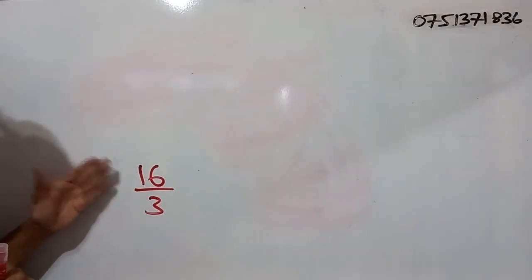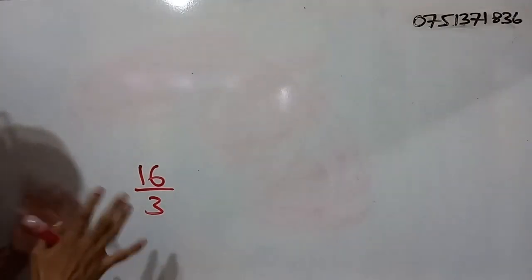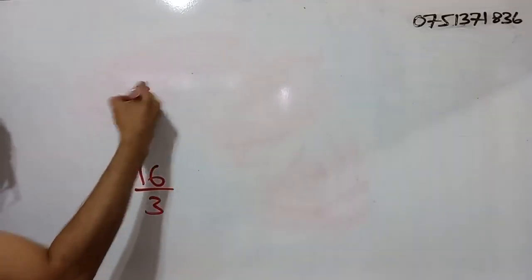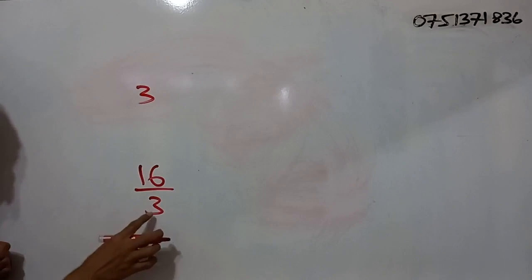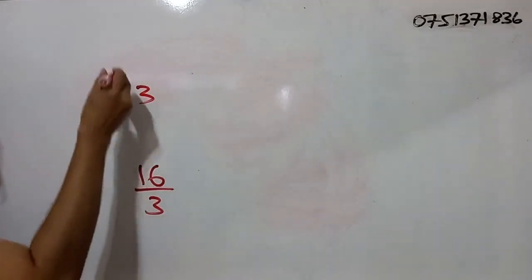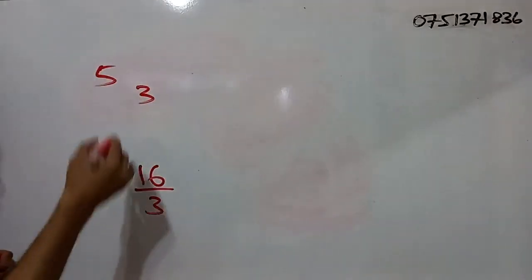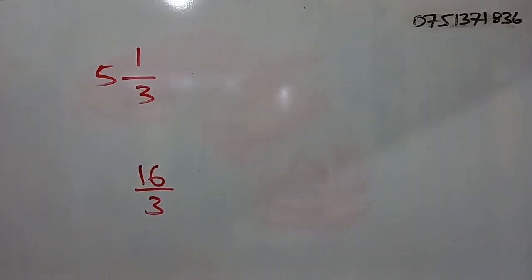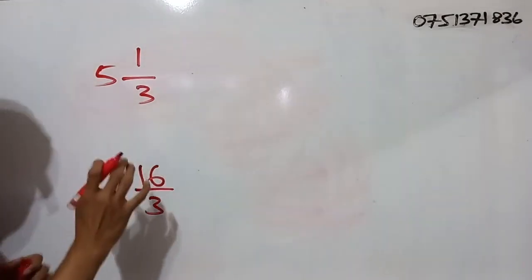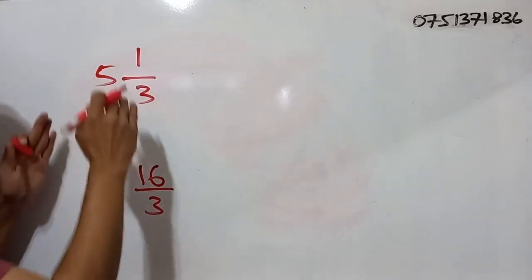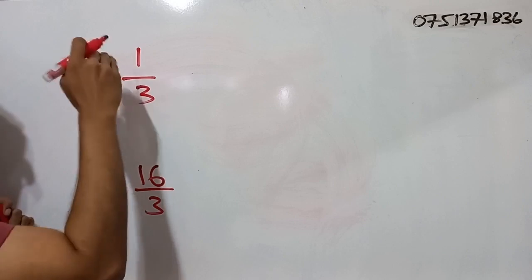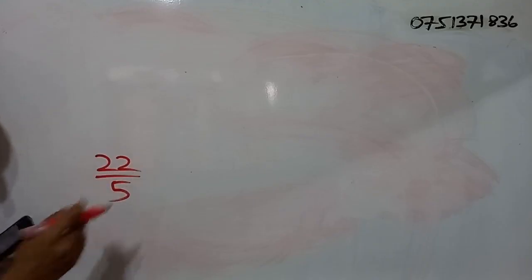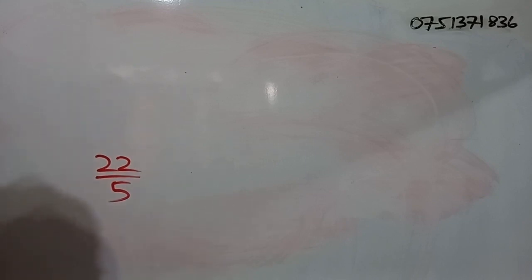So we need to convert this into what? Just as before, a mixed number, right? So we know the denominator will be the same. So in this case, it will be 3. And we know 3 into 5, what is that? 15. And we add a 1 to get to 16, right? So when we convert 16 by 3 into a mixed number, it will be what? 5 and 1 by 3. So the next fraction that we have is what? 22 by 5.